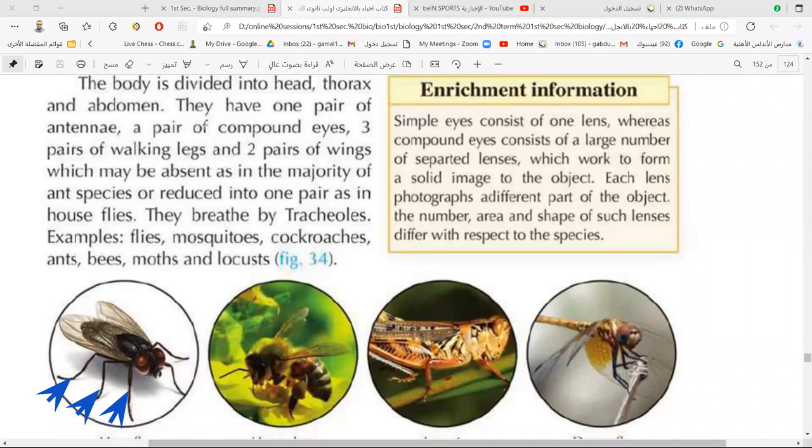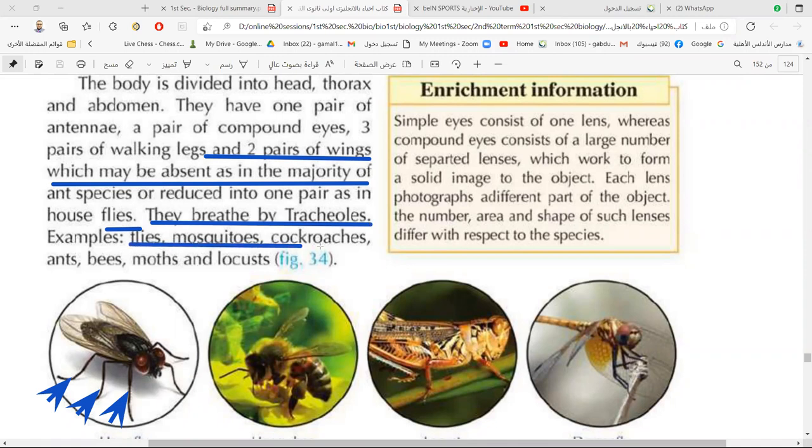And they also have two pairs of wings for flying. The wings may be absent in some insects, like ants. And in some of them the two pairs are reduced to one pair only, like the housefly. They breathe by tracheoles, شعيبات هوائية. Examples: flies, mosquitoes, cockroaches, ants, bees, moths, and locusts. All of these are examples of insects.